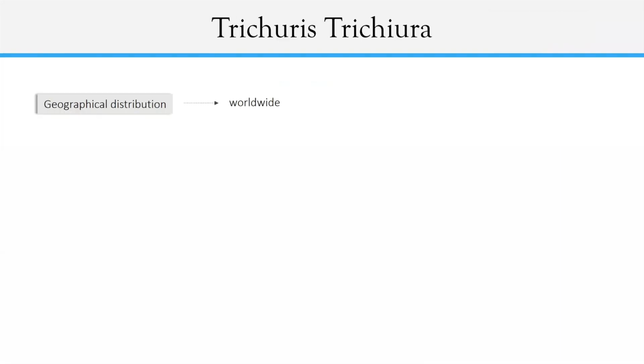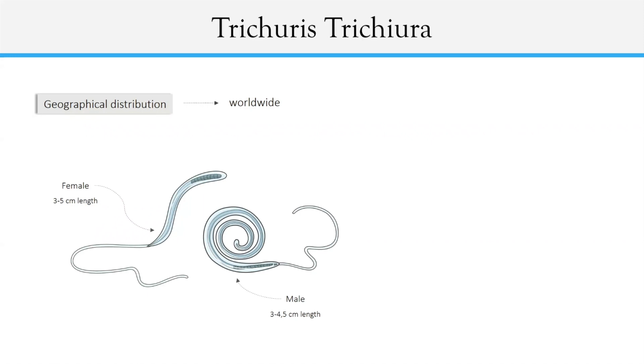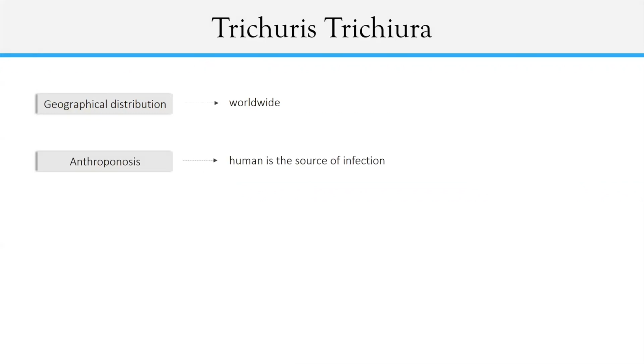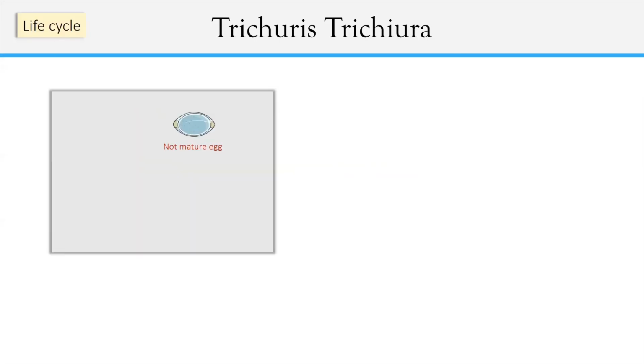Geographical distribution is worldwide, and here you may see a schematic illustration of the female and male forms of this parasite, as well as a schematic illustration of the egg containing larva. The disease that is caused by Trichuris trichiura is anthroponosis. Let's imagine that this is soil with an immature egg.